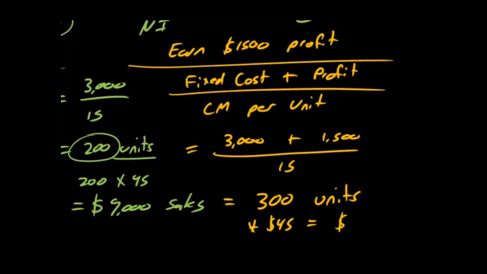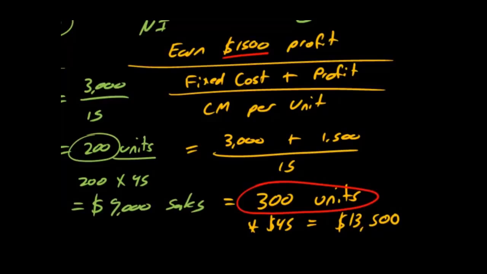And if we want to know how much sales revenue we need, we just take the 300 units times the sales price of $45 a unit, and you get 13,500. So we need to sell 300 units, have 13,500 in sales in order to earn $1,500. Alright, so now we know how to determine how much we need to sell to break even, or how much we need to sell to earn a specific profit, in this case $1,500 of profit.